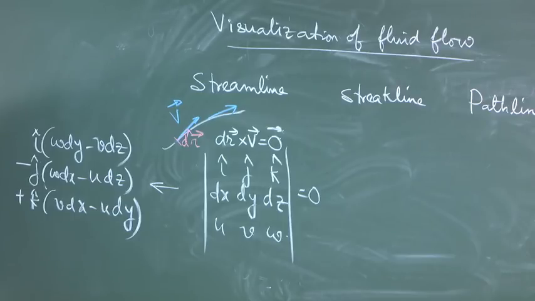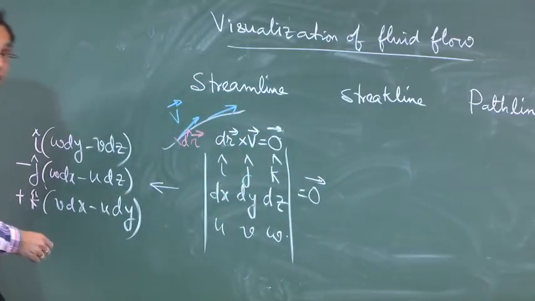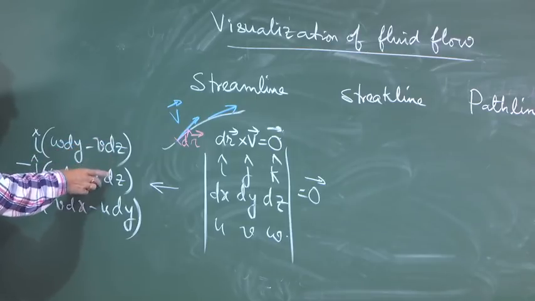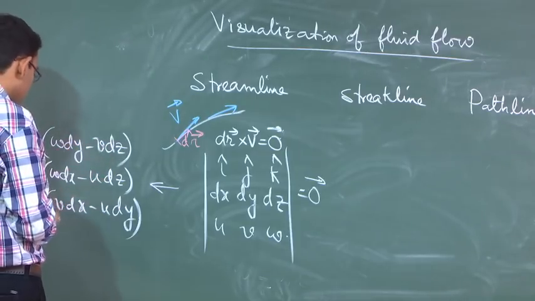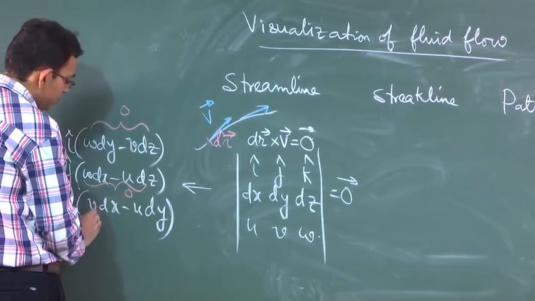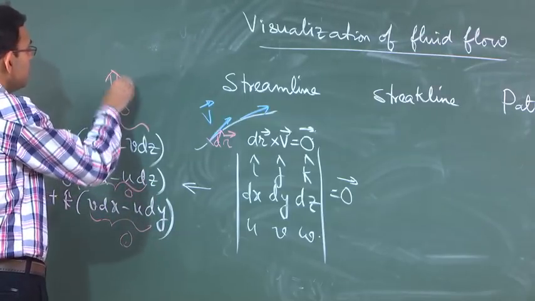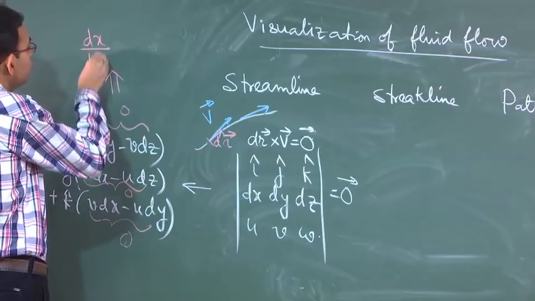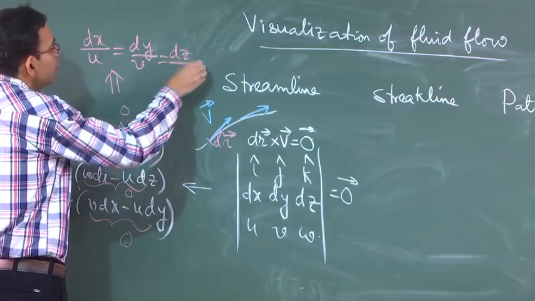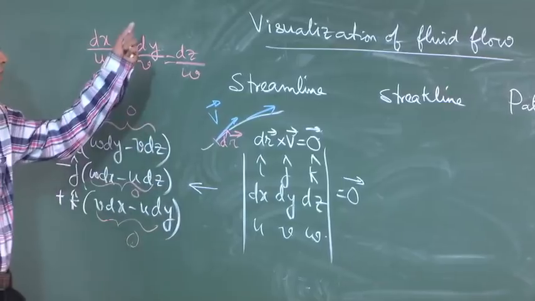So, what it essentially means is that if this is a null vector, so these three individual components are 0, that means individually these must be 0. So, let me write in a shorthand way, this is 0, this is 0 and this is 0. Combining these you will get dx by u is equal to dy by v is equal to dz by w. Remember that this u, v, w can be functions of time also, which does not appear here.